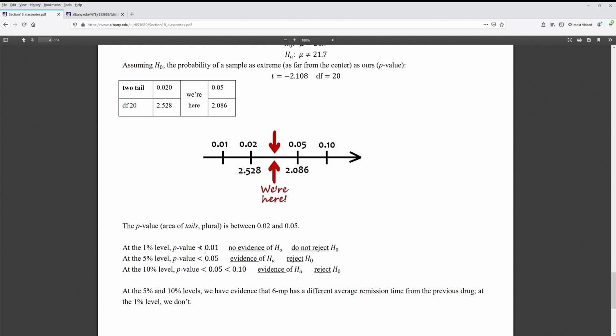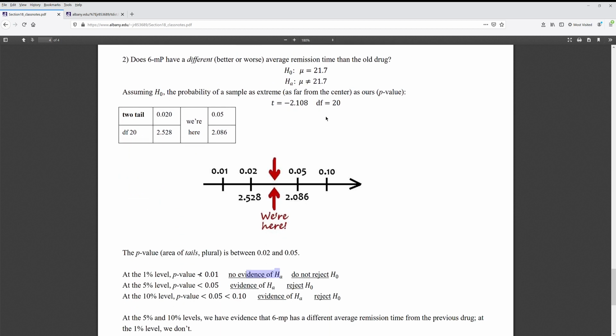So at the 1% level, no, our p-value is not less than 0.01. So we're not going to reject H0. We're not going to find evidence of HA. Changes our logic, our conclusions a little bit. We are not rejecting the theory that the average remission time is the same as the old drug. We are not finding evidence that the average remission time is different. Not low, not high, not better, not worse, different. There's no evidence that the average remission time is different from the old drug.